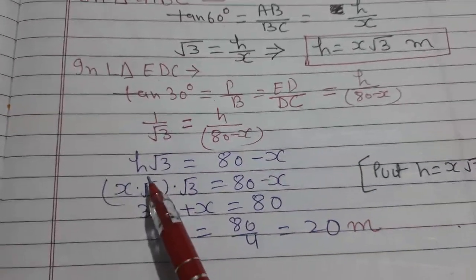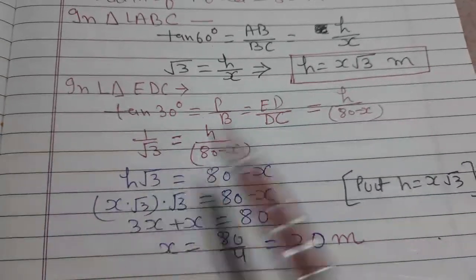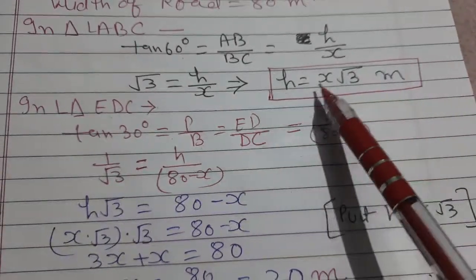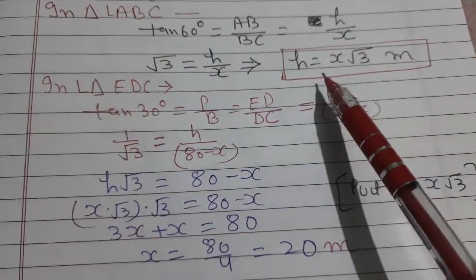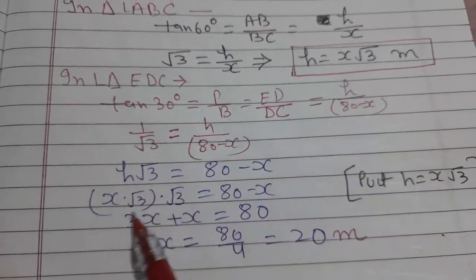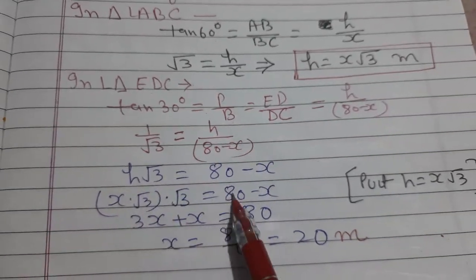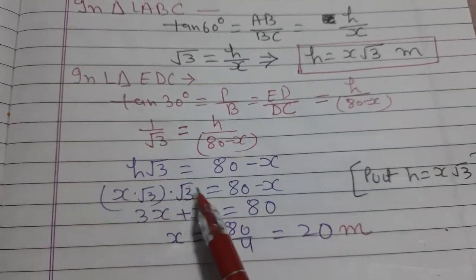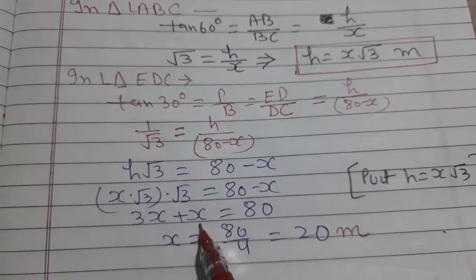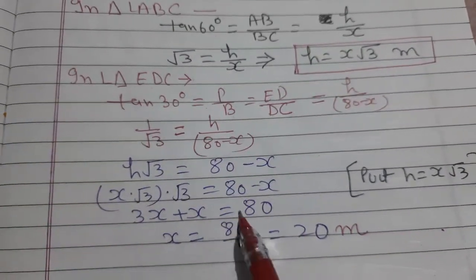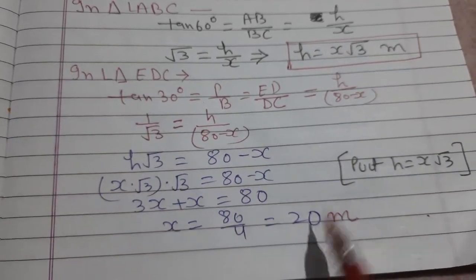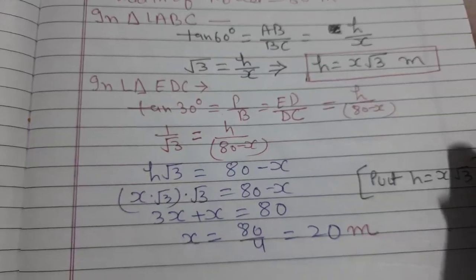Now we have a relation between x and h. From the first triangle we got h equal to x root 3. Now I am putting the value of h equal to x root 3 in this. So x root 3 into root 3 is equal to 80 minus x. So it will be 3x, and when this x goes to the left hand side, it will be plus, so 4x equals 80. X will be, after dividing by 4, 20 meter.